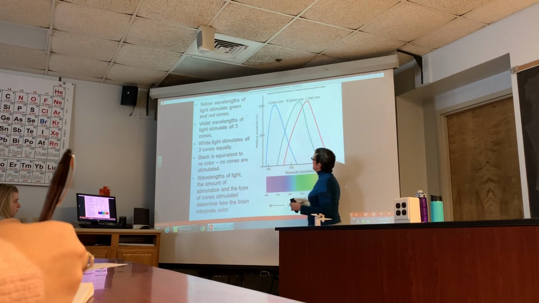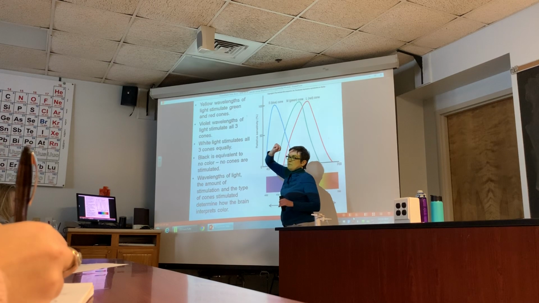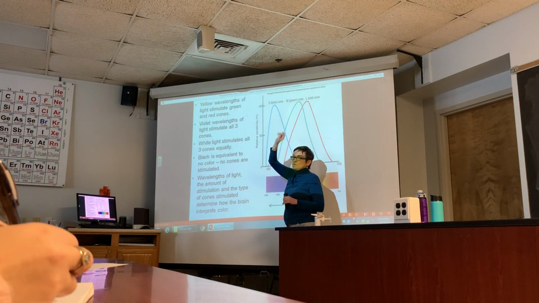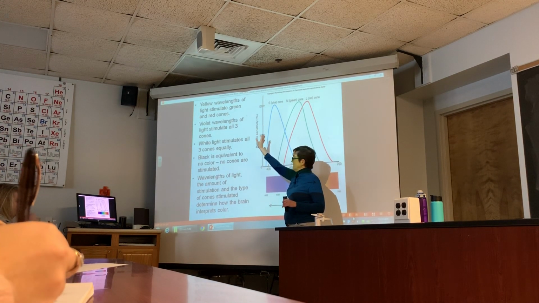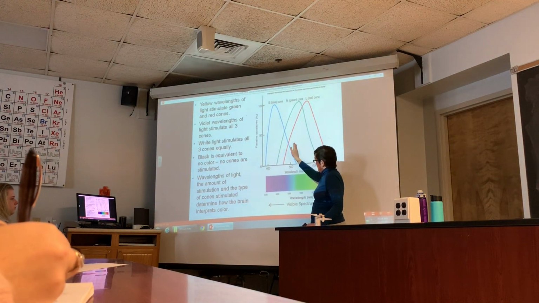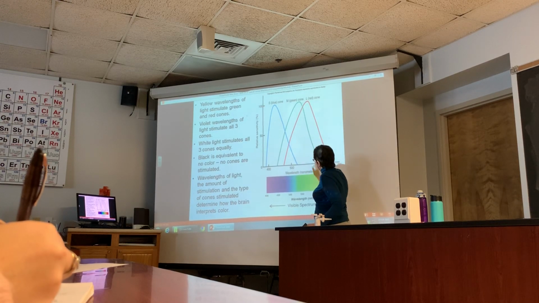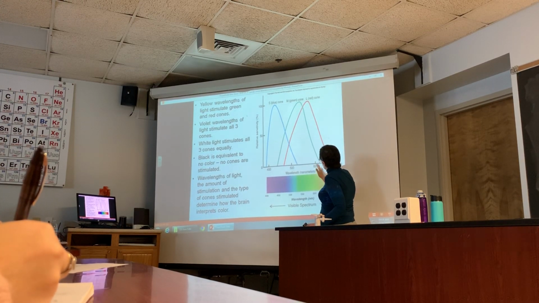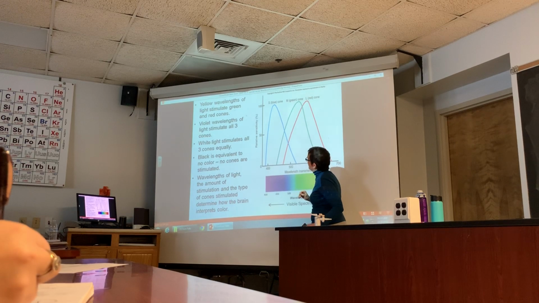But anyway, let's just say that blue cones, their photopigment absorbs maximally in the blue part of the electromagnetic spectrum. Green absorbs mainly in the green part. Red is supposed to be in the red part, but as you can see, again, it's not a perfect lineup. So I'll have to see if I can fix that.